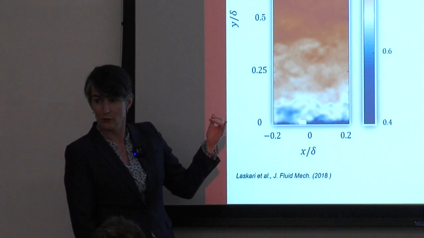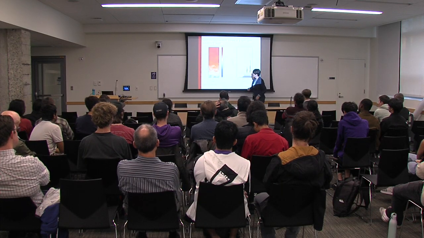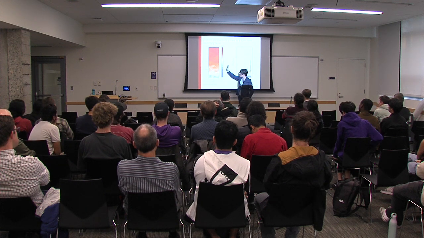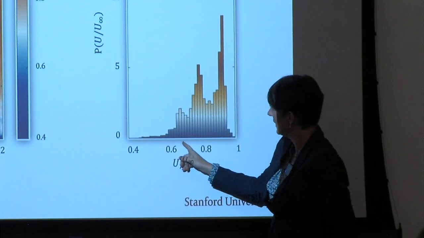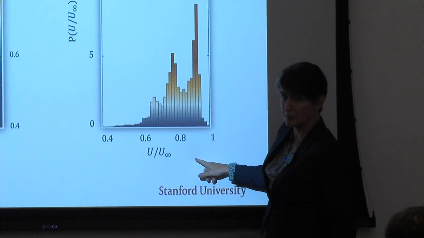How do you observe these? We take a narrow window and average over it, or rather we count the instances of a particular velocity being observed and then average. Over here, this is the value of the velocity normalized by the free stream.